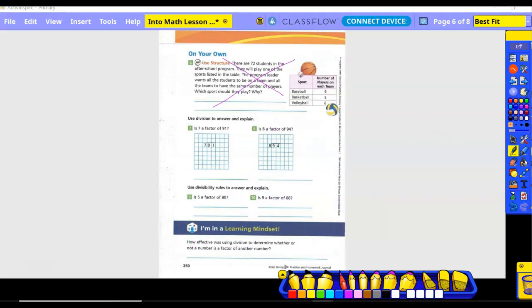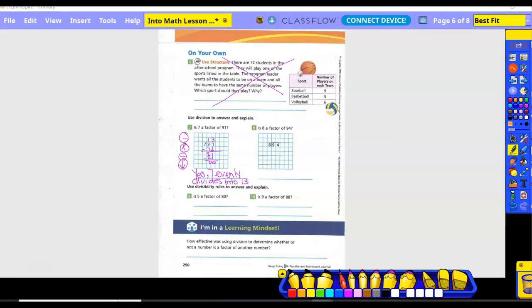Is 7 a factor of 9? So they want us to divide it out. Okay, so what are we going to do? Our steps: divide, multiply, subtract, bring down. Okay, so we said we got 13 in our answer, and we said yes, 7 evenly divides into 13. Okay, and we know our multiples of 8 already, so we should know if there's anything times 8 that gets us 94, but let's look.